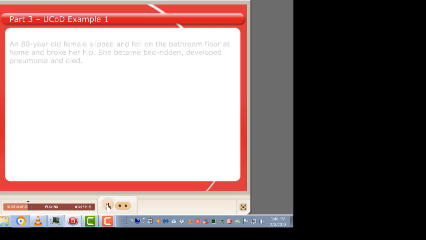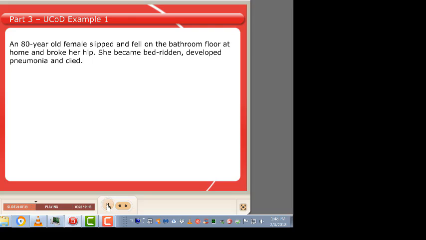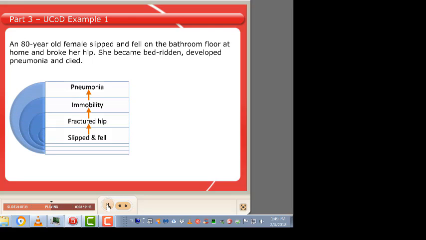Example 1. An 80-year-old female slipped and fell on the bathroom floor at home and broke her hip. She became bedridden, developed pneumonia and died. Note the chronological sequence of events. The fall came first, resulting in a hip fracture, causing immobility and leading to the terminal event, pneumonia.